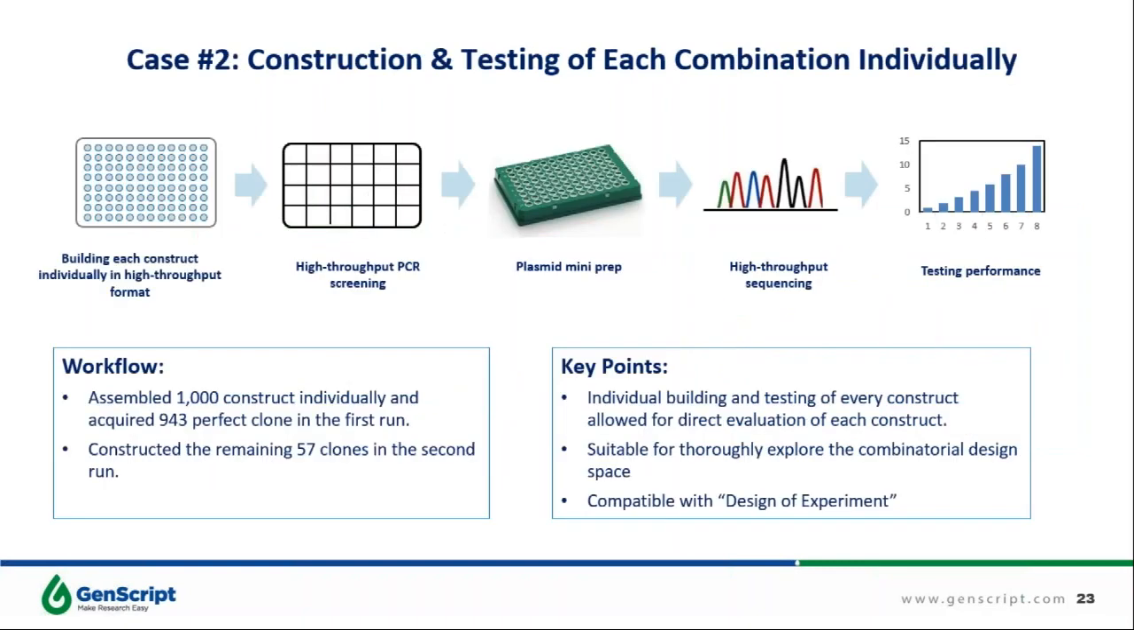For this project, we used our high-throughput assembly platform to assemble all designed 1000 combinations in parallel. We then used high-throughput transformation, automated plating, and high-throughput colony picking to screen for the correct assembly. We acquired 943 perfect clones in the first round and assembled the remaining 57 clones in the second round. All the clones were sequence verified, so the customer can test their design directly upon receiving the library.